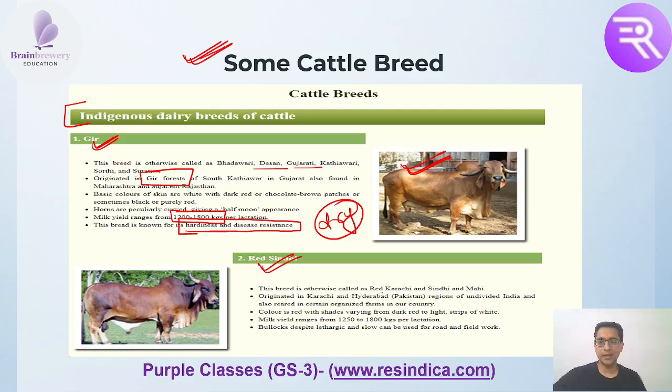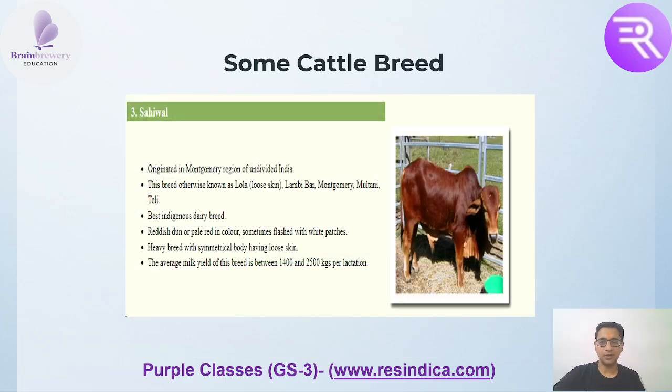Red Sindhi, in the red Karachi, Sindhi and Mahi region, originated in the Karachi area and Hyderabad of Pakistan, right? So 1250 to 1800 kg of milk is there. This bullock, despite being lethargic and slow, can be used for road and field work. Okay, so this bullock is very lethargic, very slow, but you can utilize it for your normal power purposes.